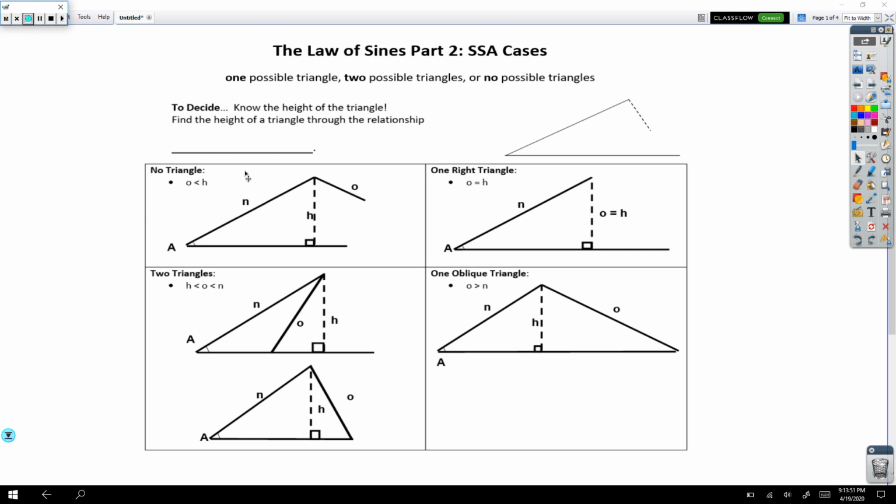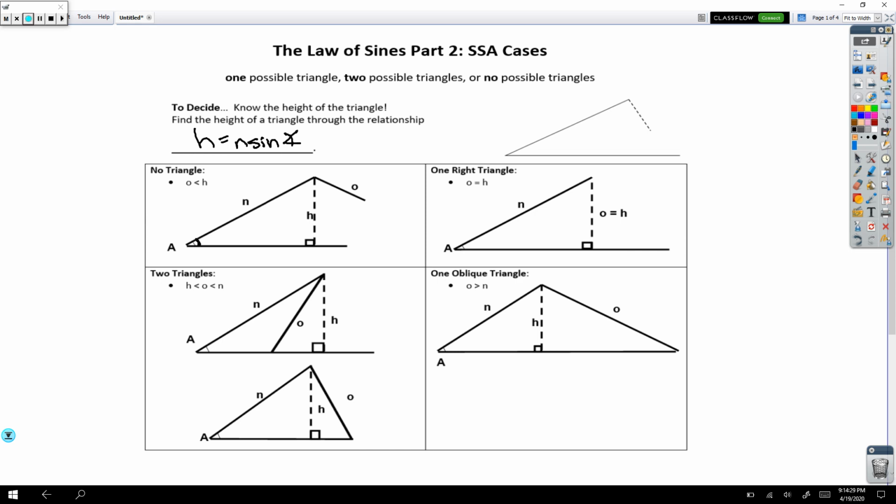And in order to find the height, we're going to use the equation h equals n times the sine of whatever angle we're looking at. Okay? Now, we're going to call n the adjacent side, O the opposite side, and h obviously, well, that's the height. So here is my angle, okay?